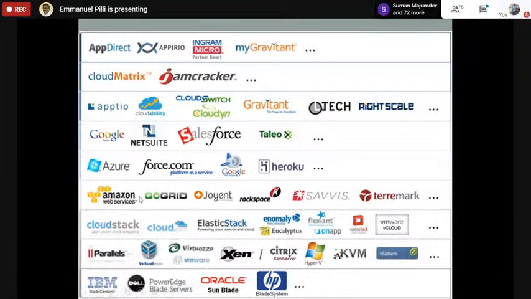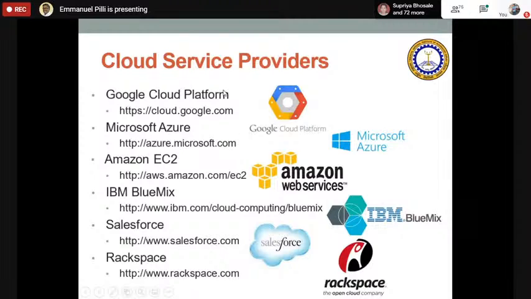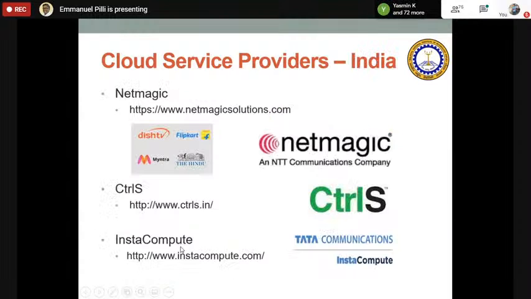Then these are the infrastructure as a service. This is platform as a service. This is software as a service. These are some of the examples, right? And then there are so many providers, as you can look at Microsoft Cloud, cloud.google.com. You can go to Azure, or you can go to AWS or Bluemix from IBM. Salesforce and Rackspace are software as a service, right?